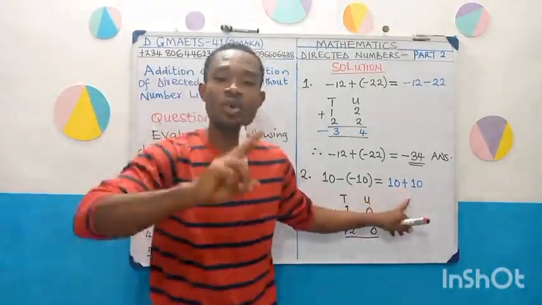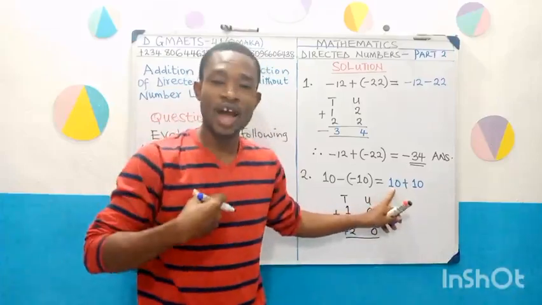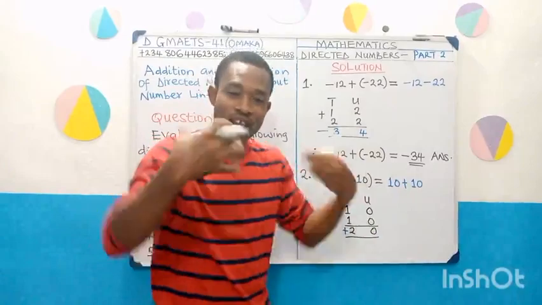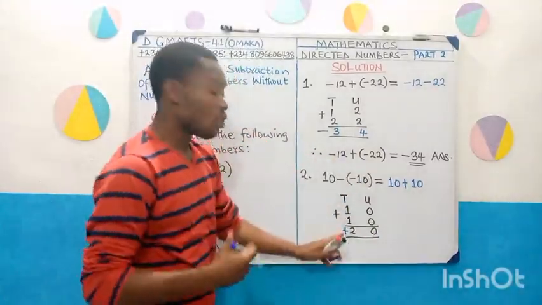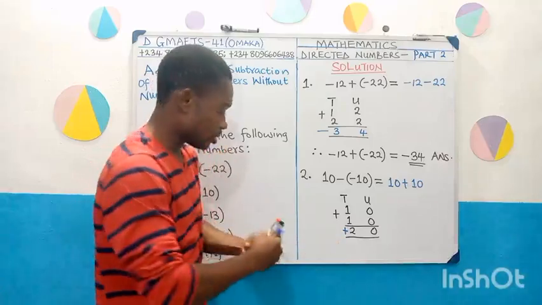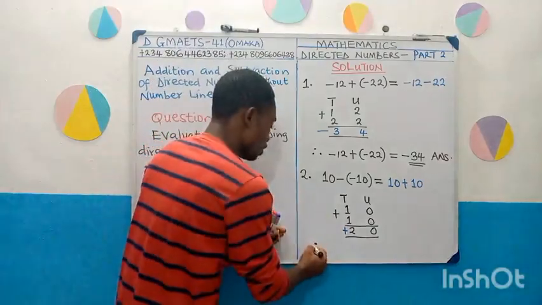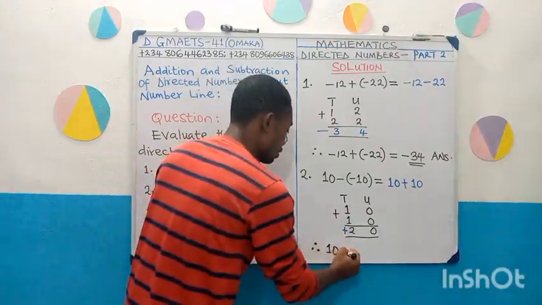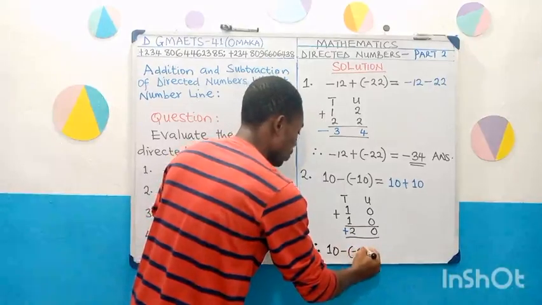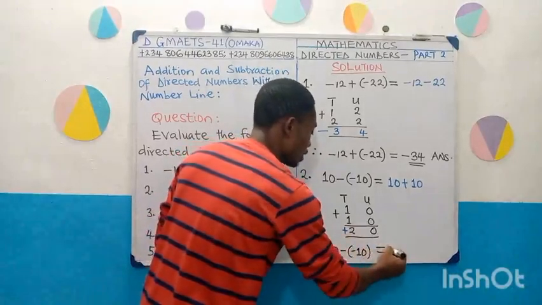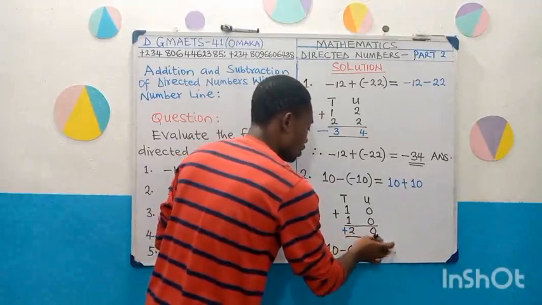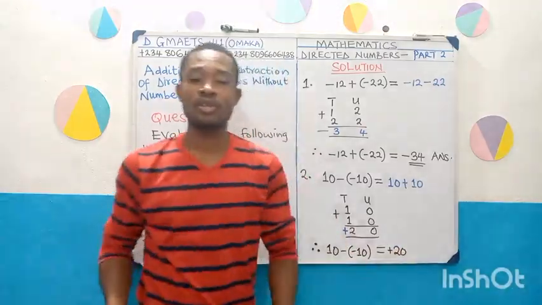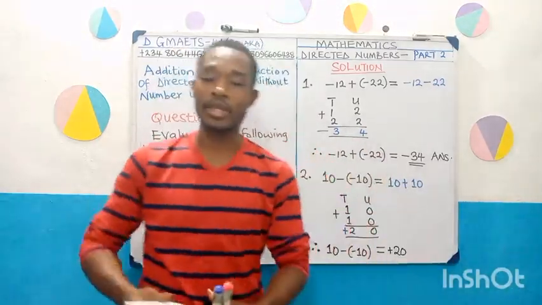Because here, you are not owing anything. This 10, you have it. This 10, you also have it. They belong to you. You are not owing. So the final answer, you will also have it. And when you have, it is plus. So I will conclude. Therefore, 10 minus bracket minus 10, the answer is equal to plus 20 or simply 20. You can leave it as 20. The choice is yours. Even if you have 20, it's the same as plus 20.